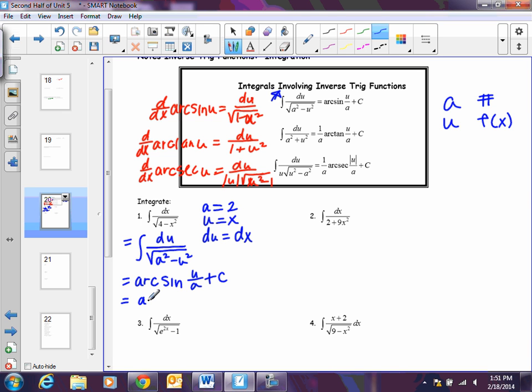And then my final answer would be arcsine, and we get to substitute back in x over 2 plus c. And that's really how these problems work out. Again, if you know the formula, it's really not that hard. It takes a while to learn the formulas. So the nice thing is you're going to be writing them down every time. You're going to write it down just like this. It is going to help you remember.